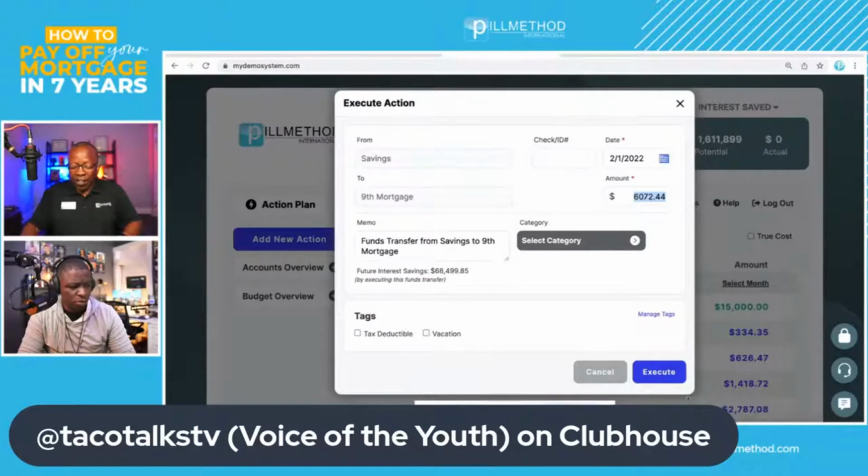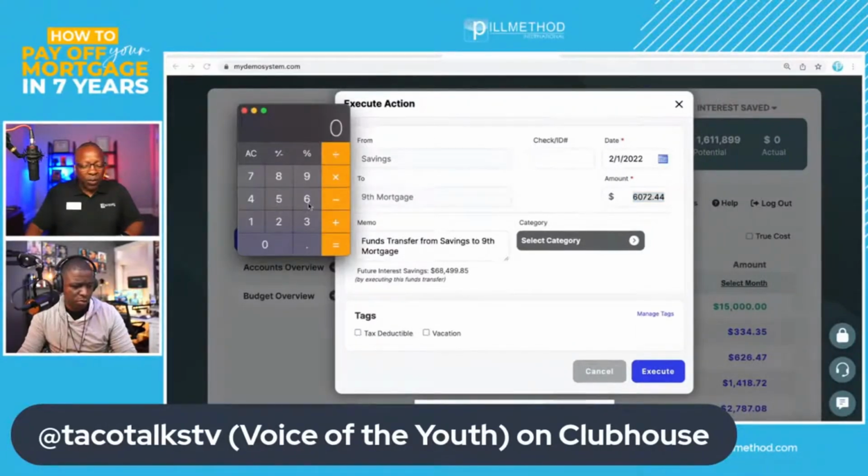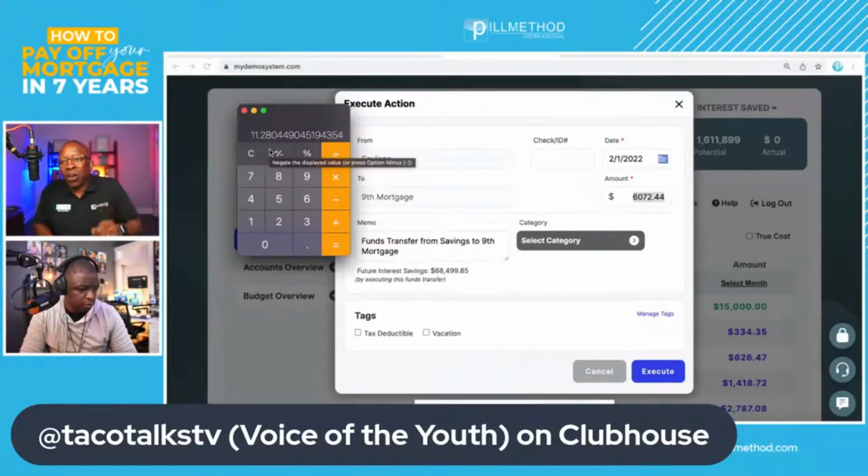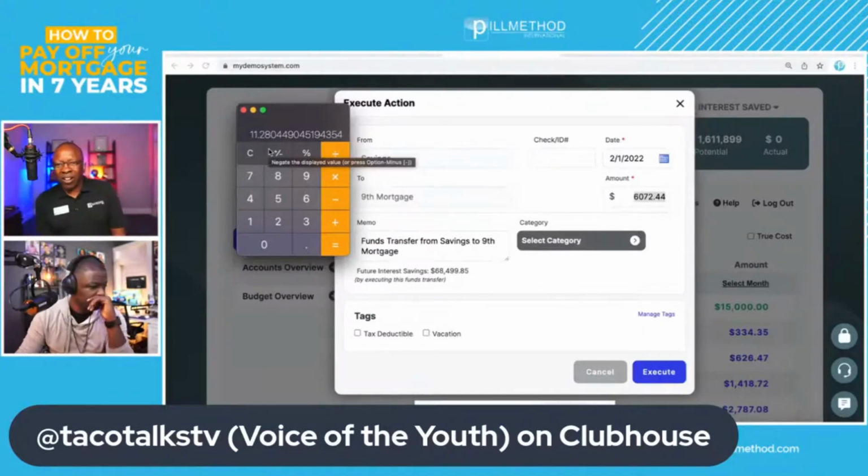Do you have your calculator handy? So we're going to do this as well with you. $68,499.85. And we're going to divide that by $6,072.44. We're saving $11.28 per dollar applied. Wow. Can you imagine investing in something where every dollar you invest, you're going to get an $11.28 return for every dollar? That's kind of crazy.